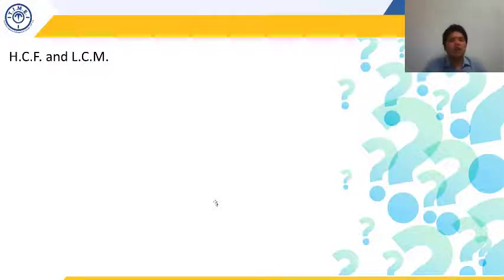Till now we have discussed what factors are, in our last session. So what is a factor? Factors are all those numbers which divide our given number. For example, factors of 6 are 1, 2, 3 and 6. So factors of 6 are going to be 1, 2, 3, 6. There are 4 factors of 6. So factors are all those numbers which divide our given number.